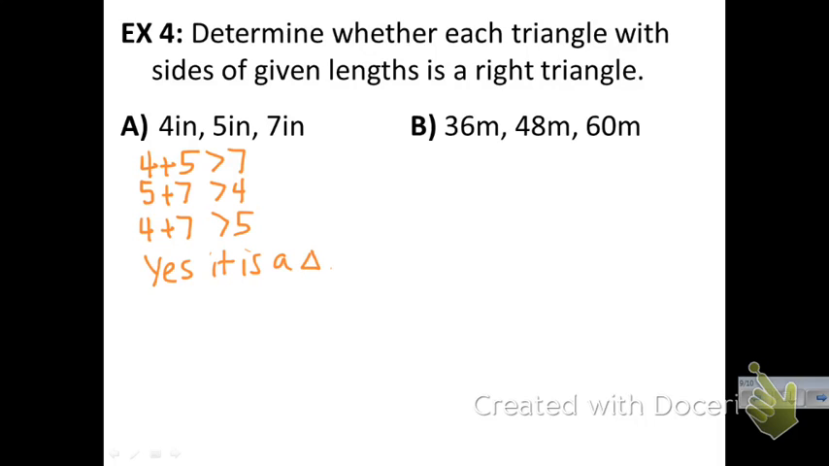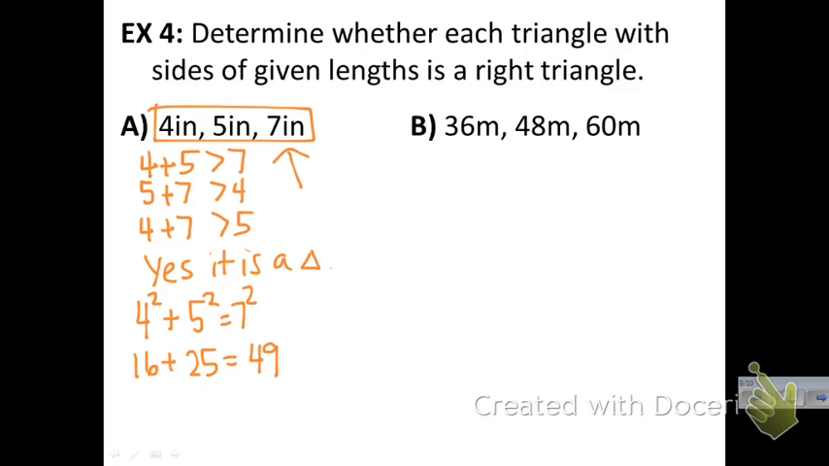Then we're going to decide if it's a right triangle. To decide if it's a right triangle, we're going to assume that these are the 3 lengths of the triangle, and the 7 is the hypotenuse because it's the biggest length. So we'll do our a squared plus b squared equals c squared, starting with 4 squared plus 5 squared equals 7 squared. 4 squared is 16 plus 5 squared is 25 equals 7 squared, 49. We add these 2 to get 41, and we see that it is not equal to 49. So it is not a right triangle.